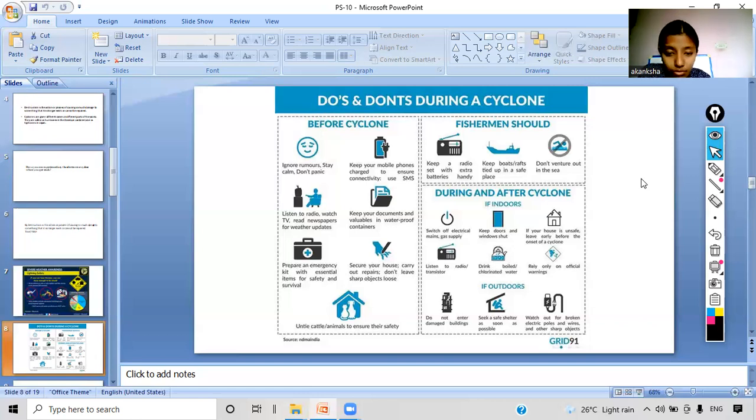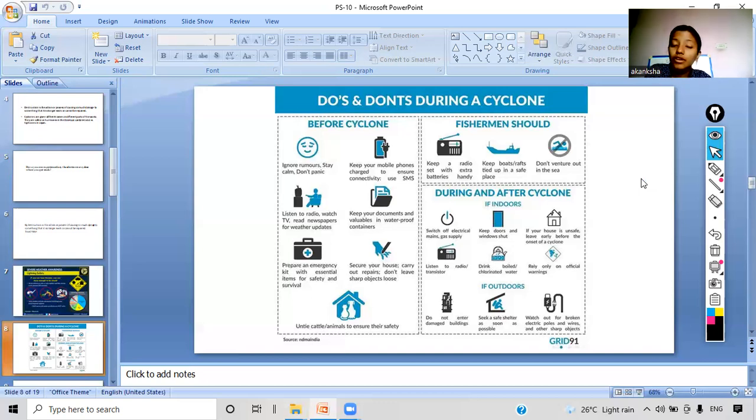Yes. So what is the second point saying? Keep your mobile phones charged to ensure connectivity, right? And use SMSs, so that if you are ever in a dire situation, you can just message someone, right? Coming to the third point: keep your documents and valuables in a waterproof container. You never know when a cyclone will hit and there is a whole flood, right? So you should always keep your documents in waterproof bags or polythenes or anything that is waterproof because those are important.